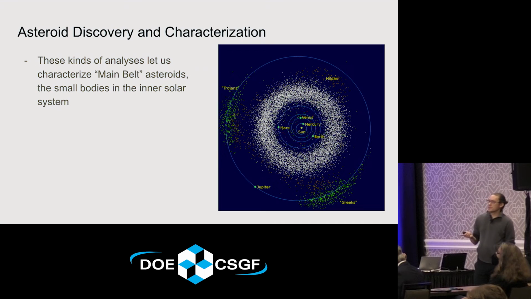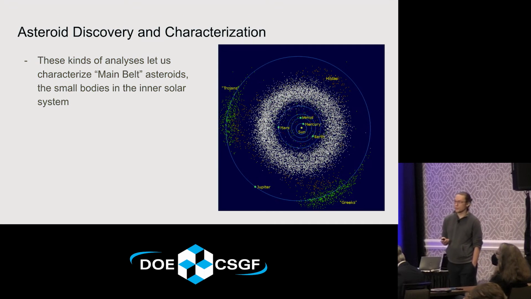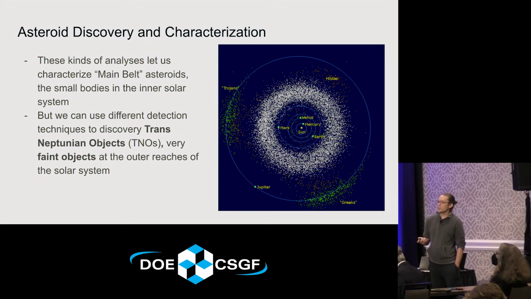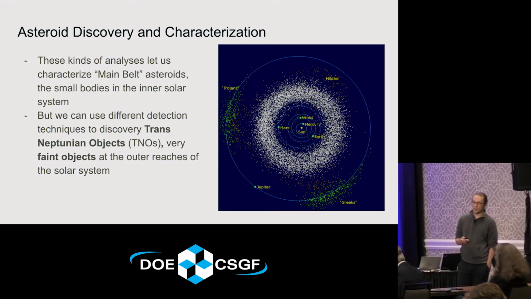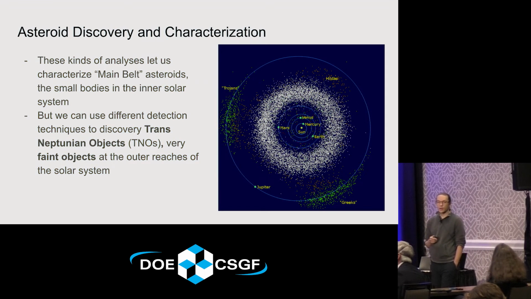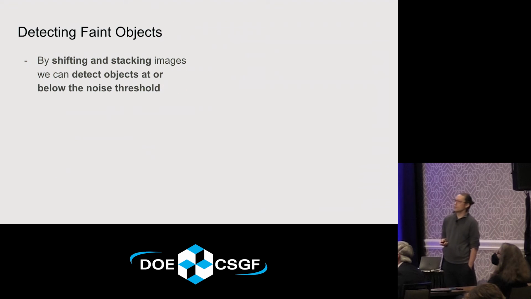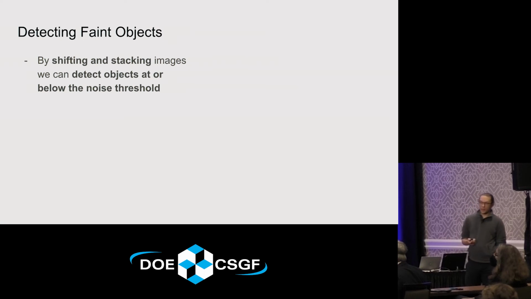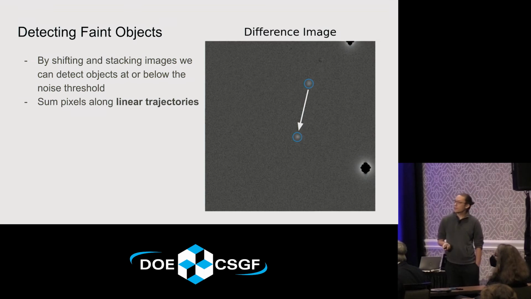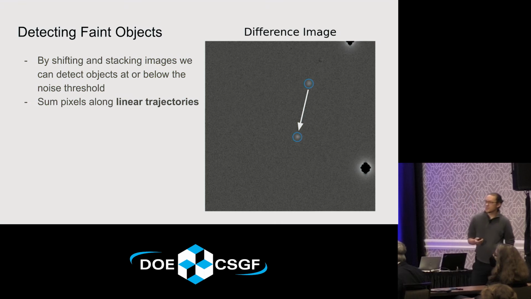And these kinds of analyses let us characterize the main belt of asteroids, which are between the Earth and Jupiter. But we're also interested in using different detection techniques to discover what are called trans-Neptunian objects. These are asteroids beyond the orbit of Neptune in the outer reaches of the solar system. And the way we do this is by using a technique called shift and stack, which lets us detect objects at or below the noise threshold.